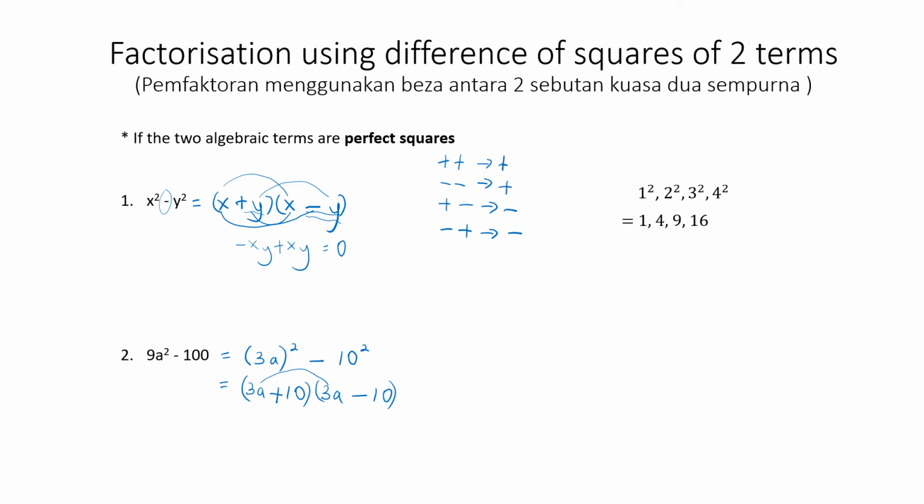3a multiplies with 3a, you will get 9a squared, and then 3a multiplies with negative 10, you will get negative 30a, and 10 multiplies with 3a, you get positive 30a. So for this, you'll get 0, so you do not have the a terms. And positive 10 multiplies with negative 10, you'll get negative 100. So this is the answer.